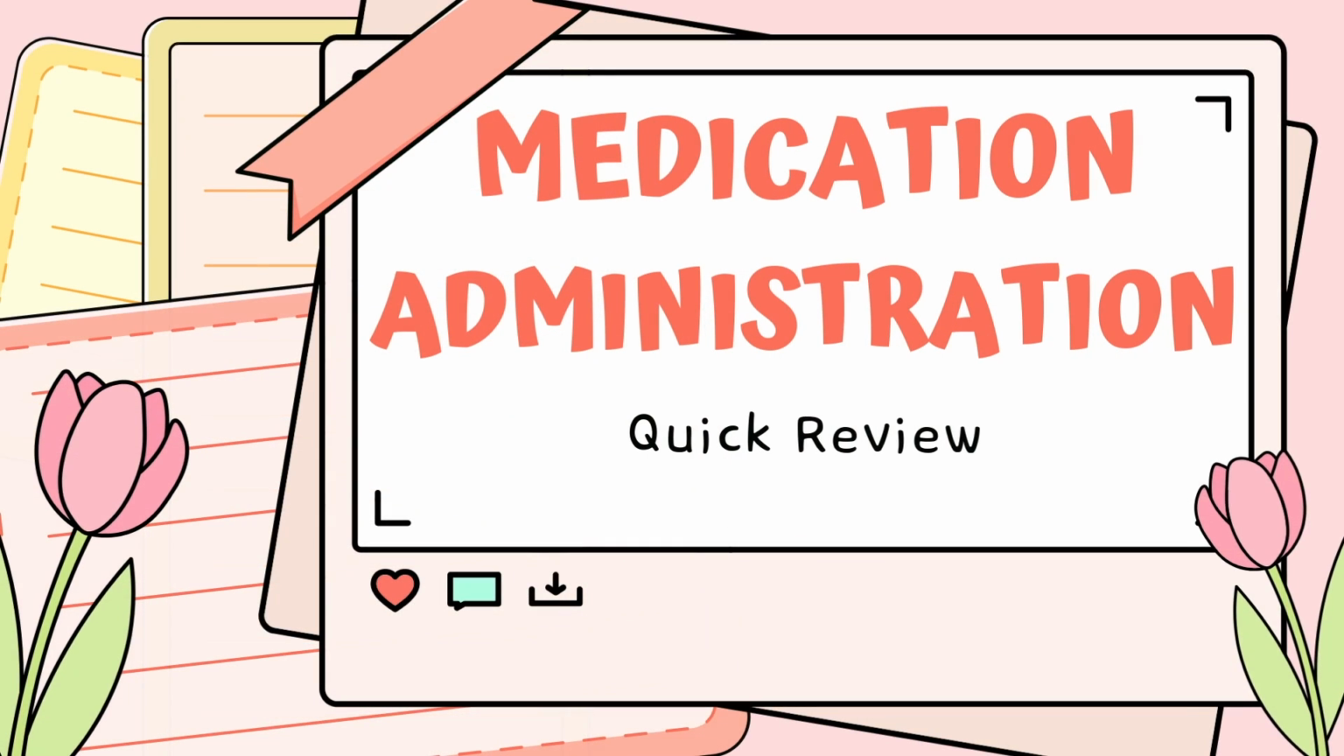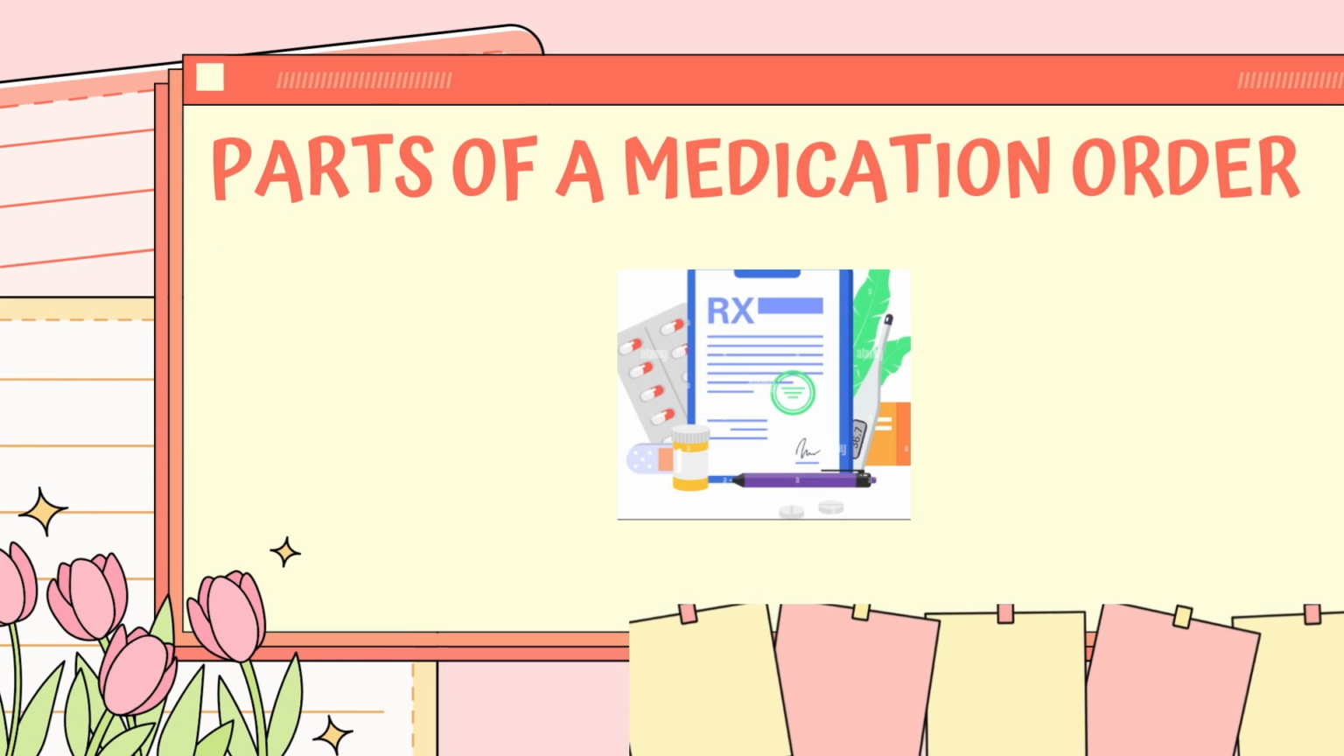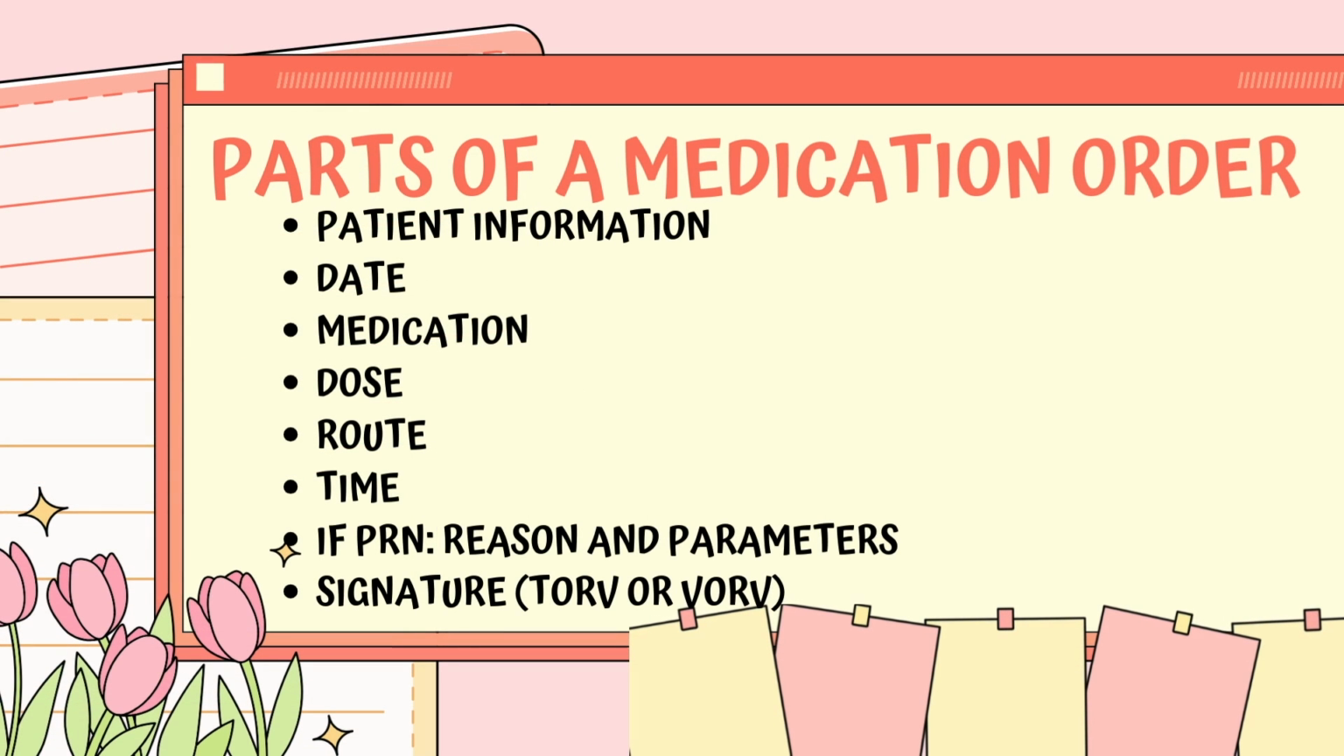This video is on medication administration. A quick review: parts of a medication order. A medication order should include the patient information, date, the medication name, dose, route, time. If a PRN medication, it should also include the reason and parameters and a signature.